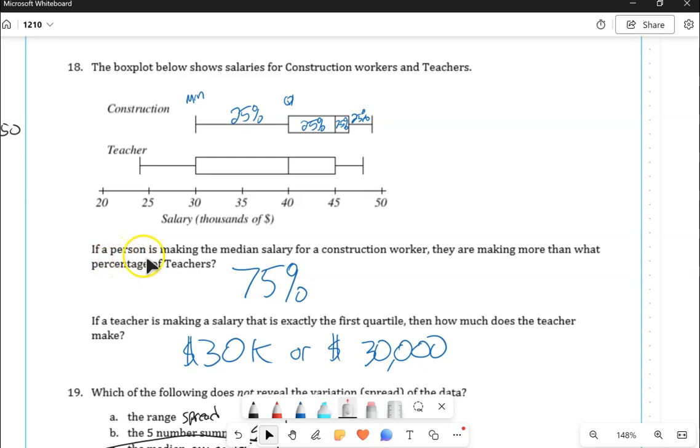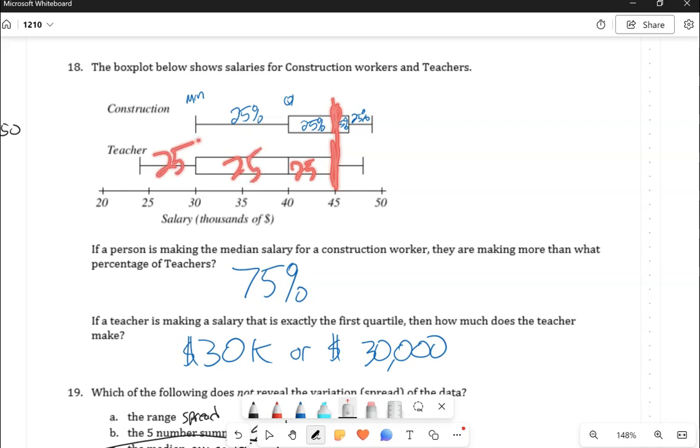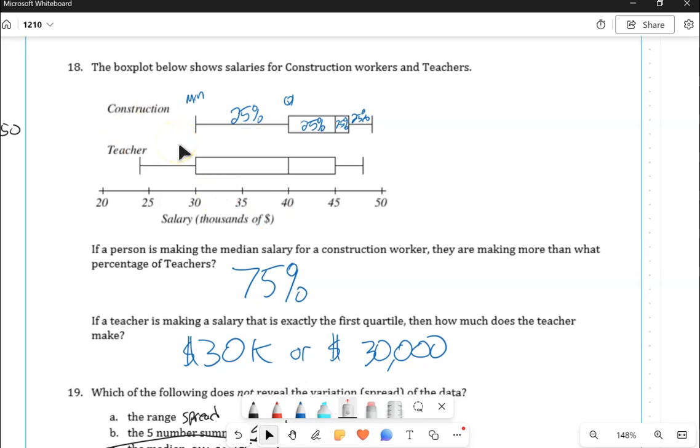So in this question, a person making the median salary for a construction worker, they're right here, compared to the teachers, they're making more than 25, 50, 75% of the teachers. A teacher making a salary exactly the first quartile, they're making less than 100% of the construction workers. It's kind of sad, but they're making $30,000. Hopefully that helps, a little more clarification for these box plots.